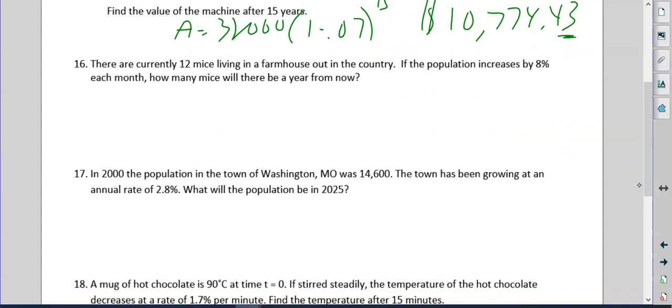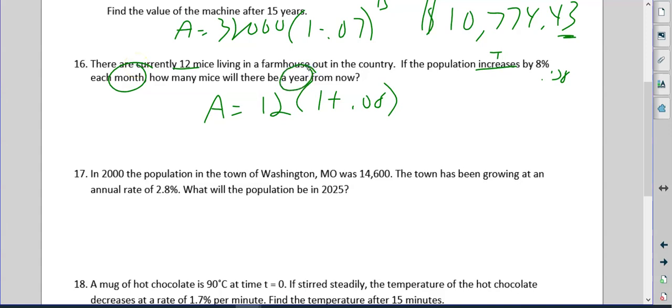Number 16, there are currently 12 mice. That's that number right there. The population increases. That means I'm going to use plus. 8% is 0.08. Now be careful. It says this is the rate for each month. What about a year from now? That's 12 months. Pay attention if these are the same unit or if you have to convert.